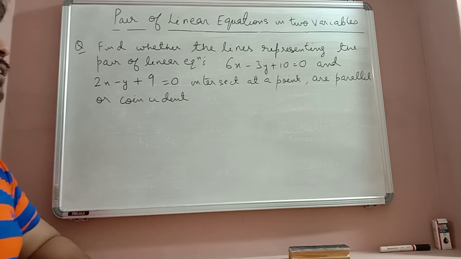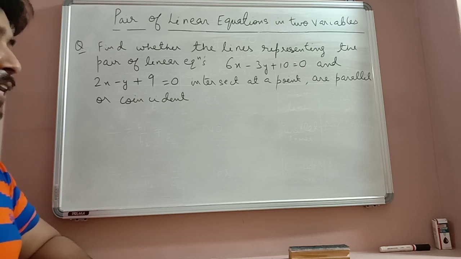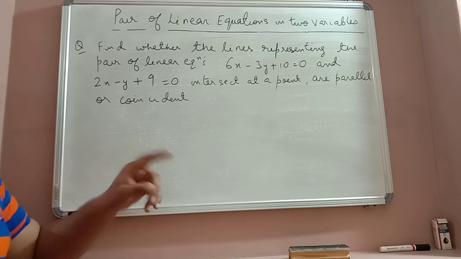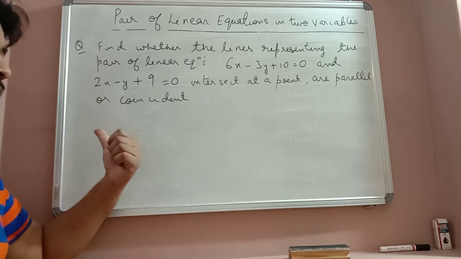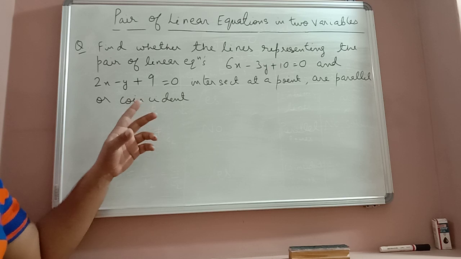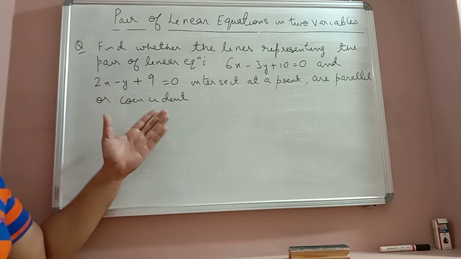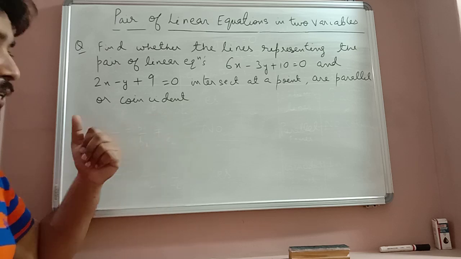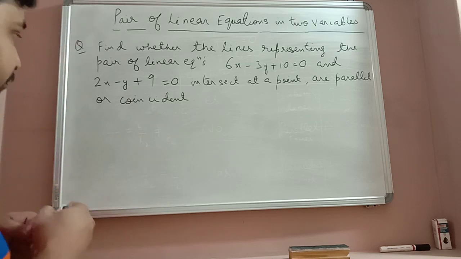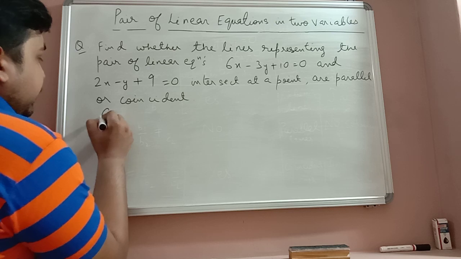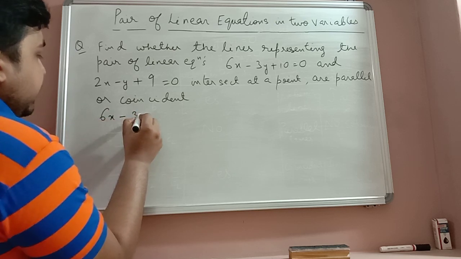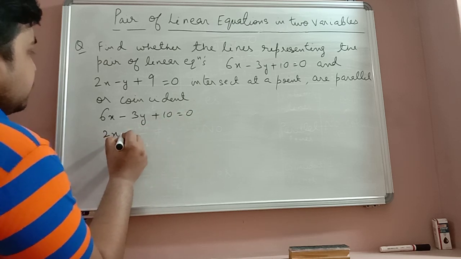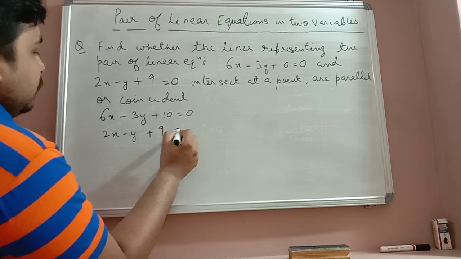We'll simply use the coefficients of x and y and the constant terms in order to match with one of the conditions of the previous table, and try to find out whether the lines intersect at a point, are parallel or coincident. Let's see how we can do that. Let me first write down the equations. The equations are 6x minus 3y plus 10 equal to 0 and 2x minus y plus 9 equal to 0.